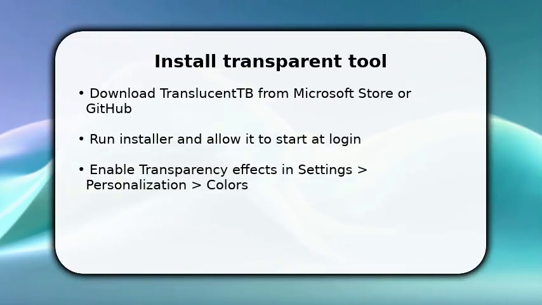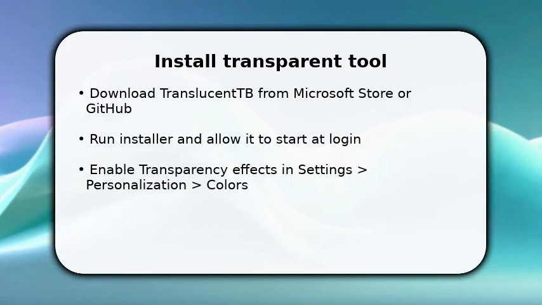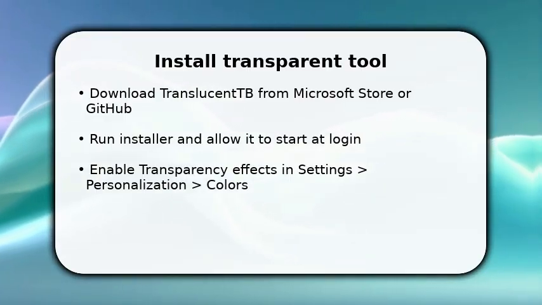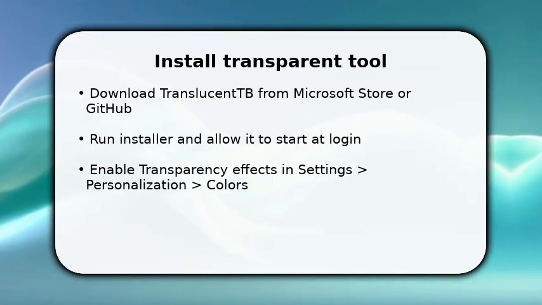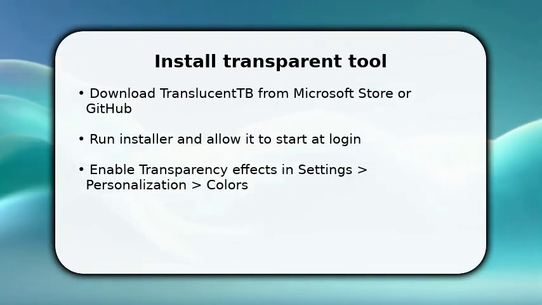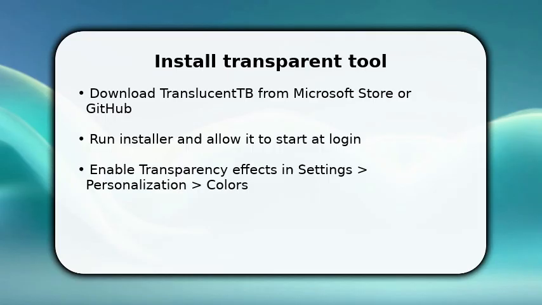You start by installing a purpose-built tool because Windows no longer exposes a reliable built-in method. Once done, install Translucent TB and allow it to run at startup. This gives persistent control. Make sure transparency effects are enabled in Settings, Personalization, Colors, so the OS permits visual effects.